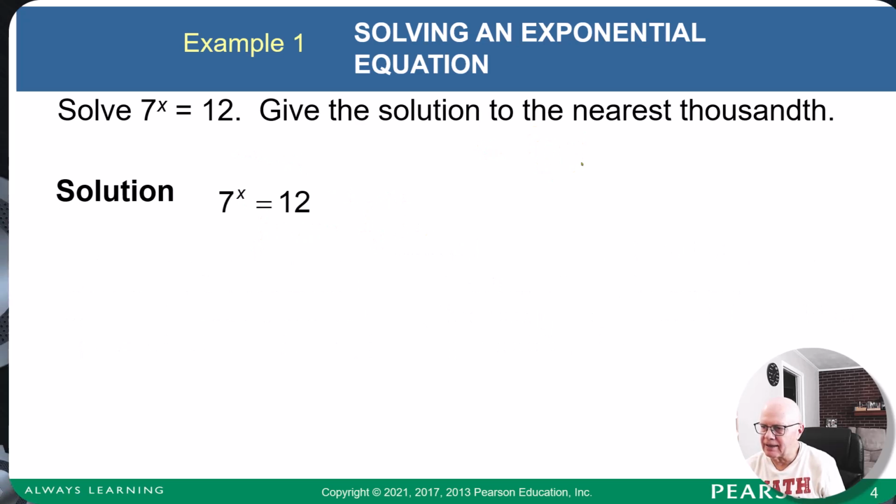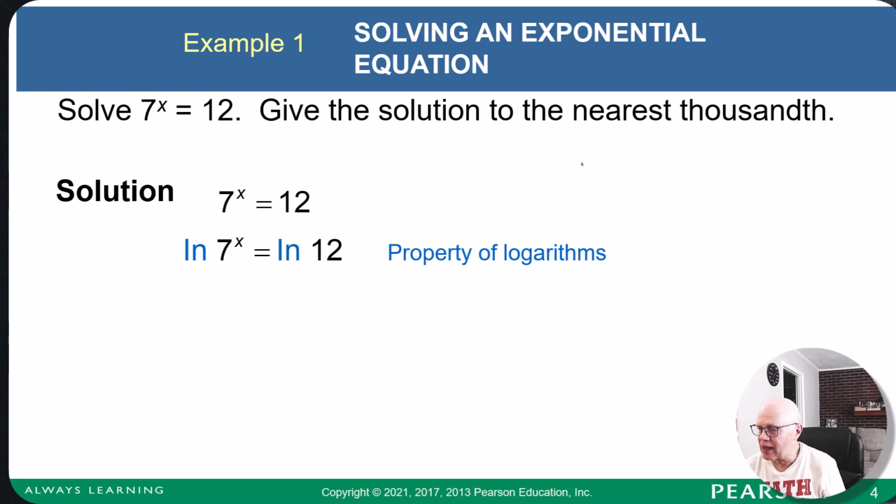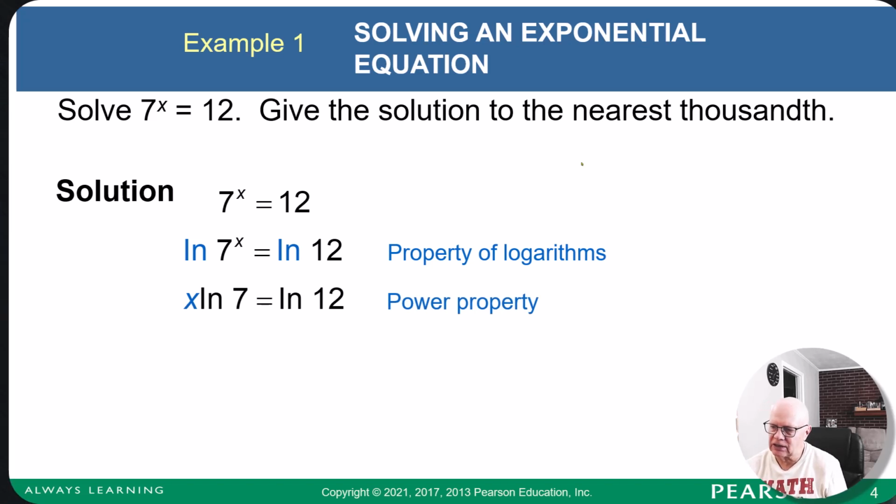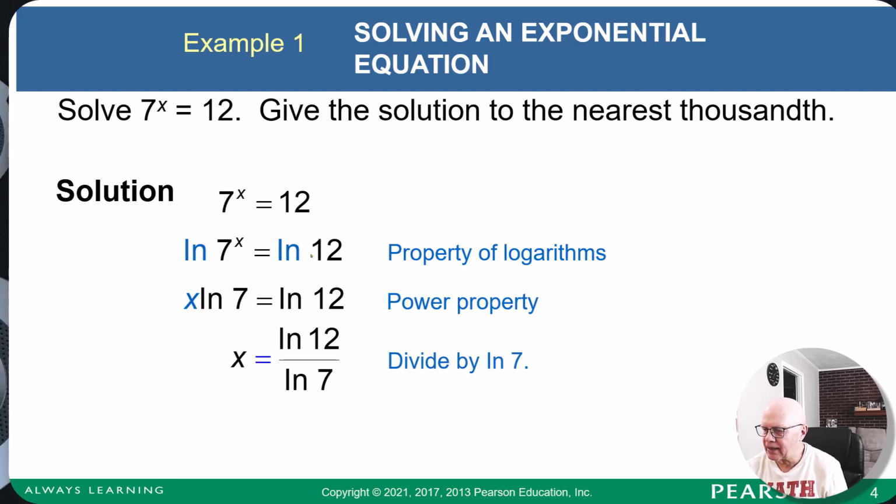Okay, getting the solution. Start with writing it down correctly. Take the logarithm on both sides, and they use the natural logarithm. That's fine. This will work just as well. Then, use the power property to bring x out front, what I call out front. Then divide by natural log of 7, and this is how you're going to calculate what x is.